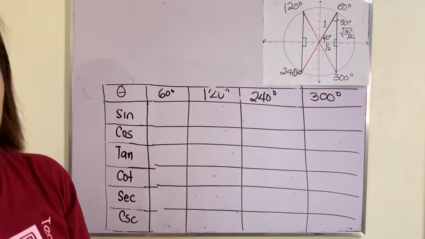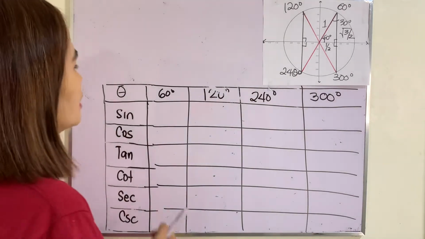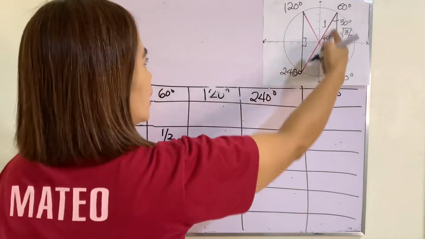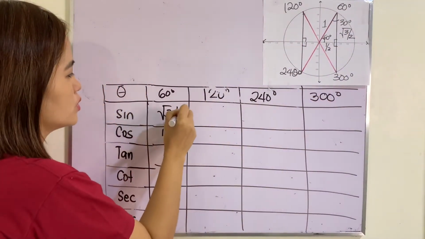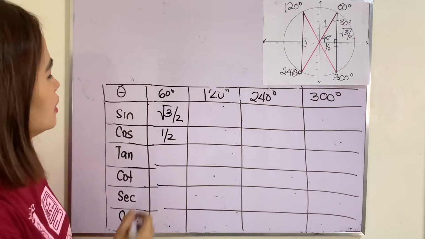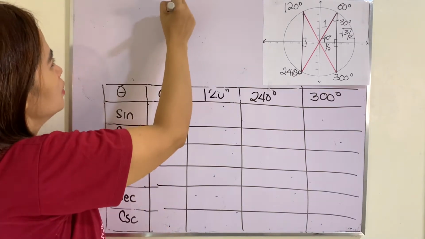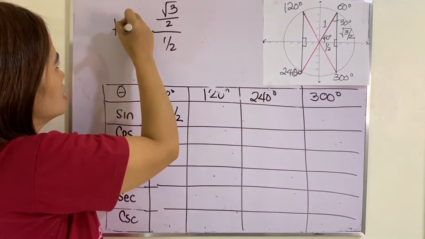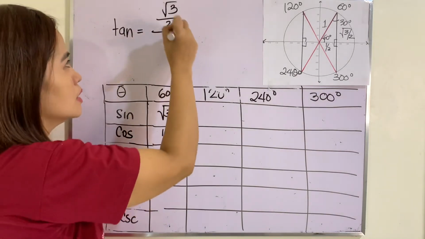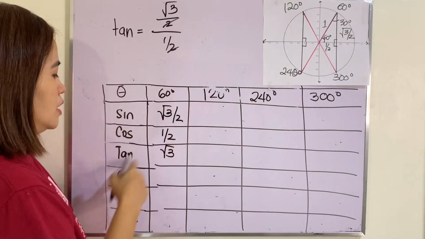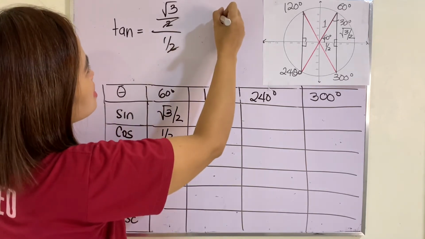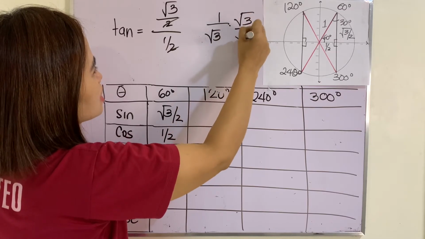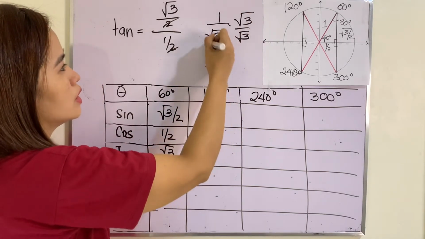Let us now get the values of this angle. Our x here is cosine, this is 1/2. Our y here is square root of 3 over 2. To find the tangent again, we just divide square root of 3 over 2 by 1/2. That is sine over cosine. This is the square root of 3. To get the reciprocal of this is 1 over square root of 3. Rationalizing it, this one is square root of 3 over 3.